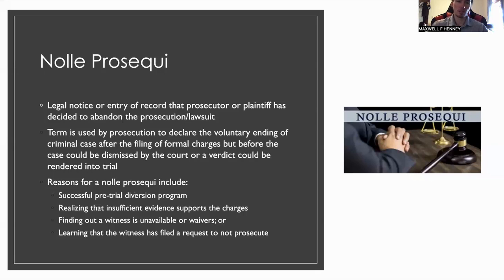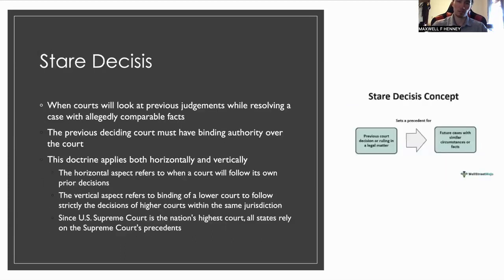Nol pros. This is a legal notice or entry of record that the prosecutor or plaintiff has decided to abandon the prosecution or lawsuit. This term is used by the prosecution to declare the voluntary ending of a criminal case after the filing of formal charges, but before the case could be dismissed by the court or a verdict could be rendered in trial. Reasons for a nol pros include a successful pretrial diversion program, realizing that insufficient evidence supports the charges, finding out a witness is unavailable or waivers, or learning that the witness has filed a request to not prosecute.